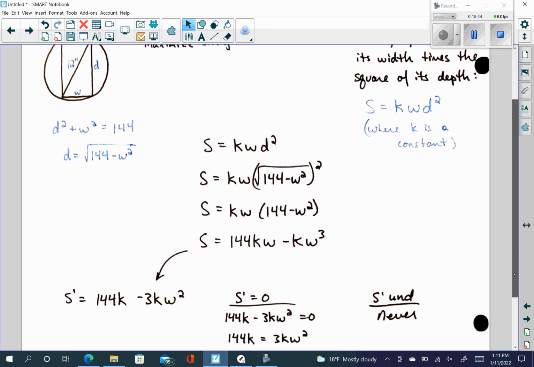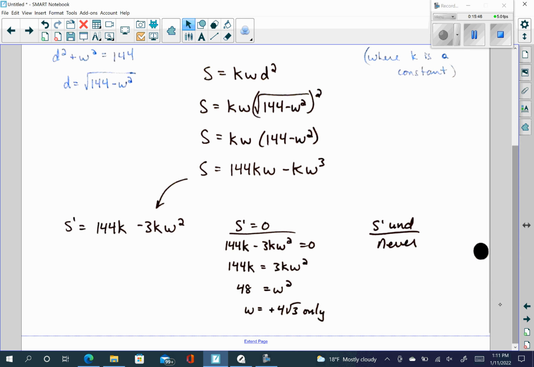So I want to know where that's going to equal 0. It'll never be undefined. So if I set this equal to 0, remember, K is a constant, so I could just leave this constant over here, add 3K w squared. I could divide both sides by 3K, so the K's cancel. I'm left with 48 equals w squared. Taking the square root and simplifying, I get just positive 4 radical 3 only.